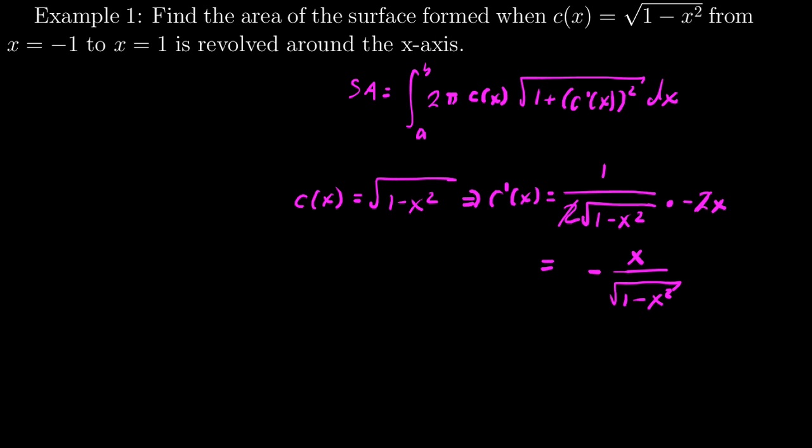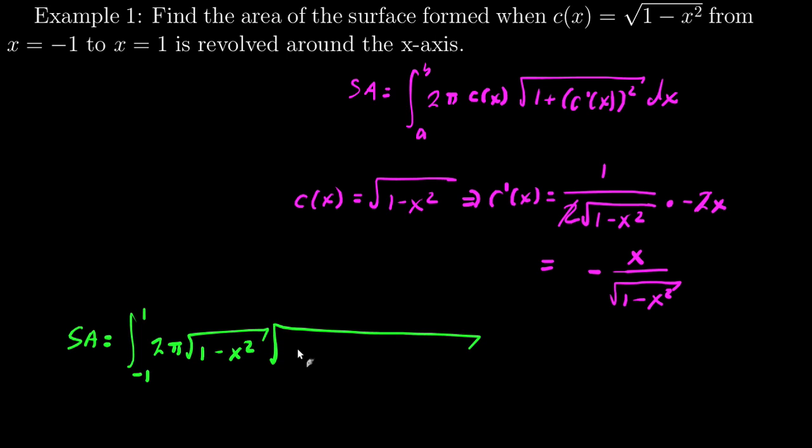And now I can just write out the formula, so the surface area for this problem will equal the integral from negative 1 to 1 of 2 pi times the square root of 1 minus x squared times the square root of 1 plus negative x divided by root 1 minus x squared, squared, dx. And let's go and do this in the calculator.